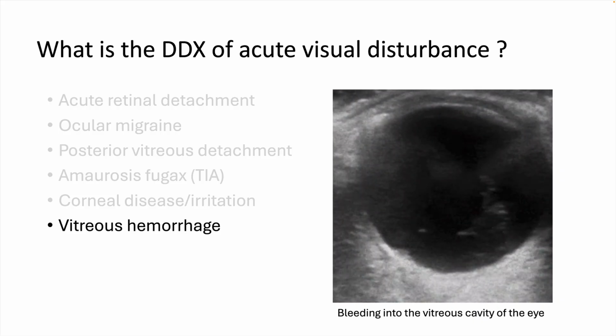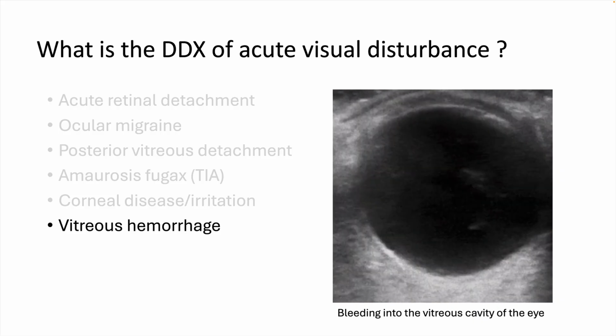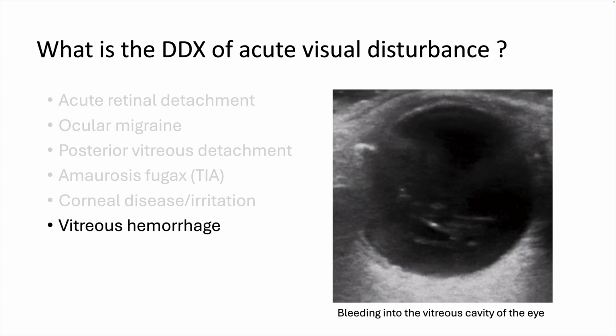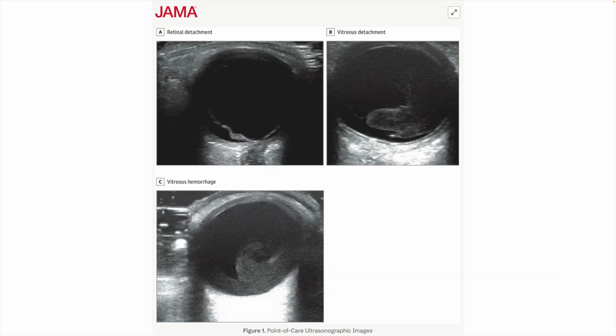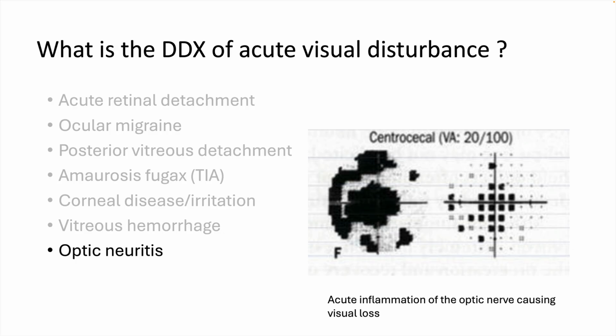A vitreous hemorrhage is bleeding in the vitreous cavity of the eye, most commonly due to proliferative diabetic retinopathy. These images demonstrate POCUS findings of a retinal detachment, vitreous detachment, and vitreous hemorrhage. Optic neuritis is an acute inflammation of the optic nerve, causing monocular, painful visual loss.